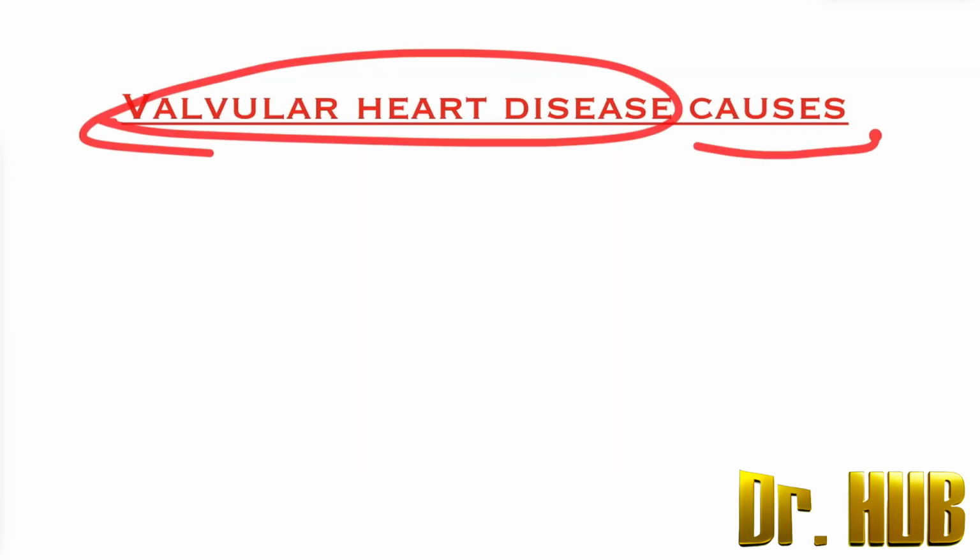Valvular heart disease and its causes. The causes can be divided into two categories: one is stenosis and one is regurgitation. First, let's move on to stenosis.